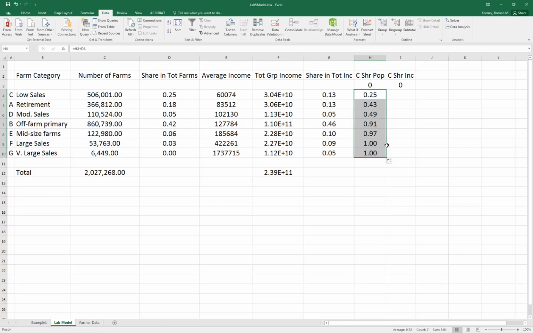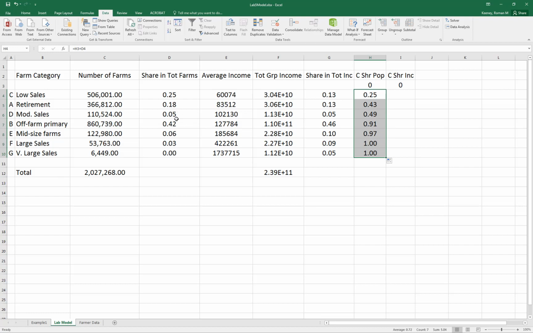in 1. Okay, unfortunately this one, there's such a small amount of these large farms that it's going to look like it's 1 and then 1 again. We'll fix that in a second. So you end up with 25 and then 43, which is 25 plus 18, and then 49, which is, if you round these up, that gets to 49, and then 91, 97, 1, 1.